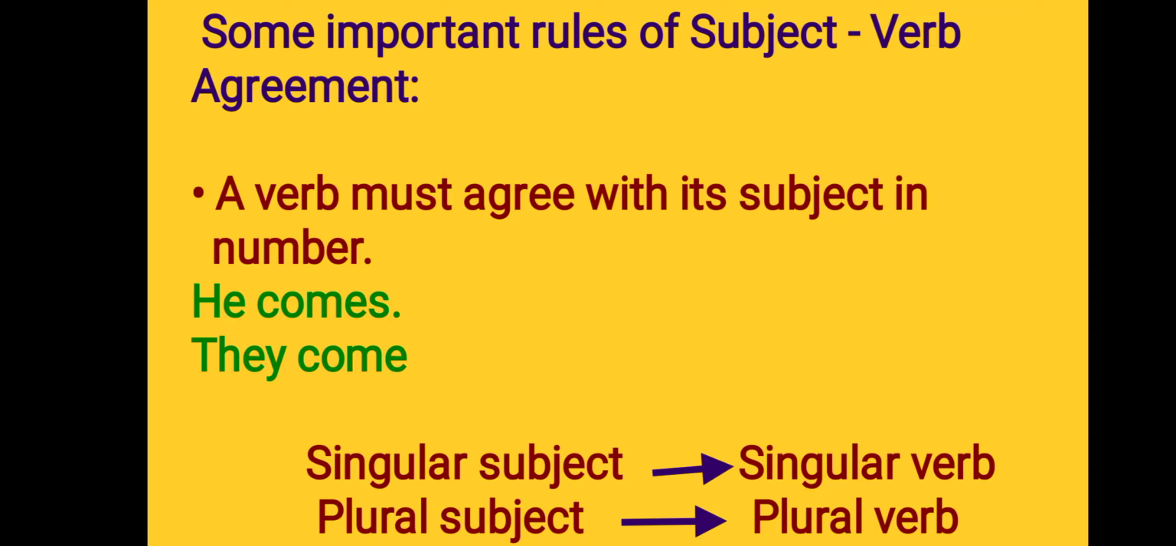First rule, a verb must agree with its subject in number. Like, he comes. Here he is third person singular. That means here the subject is in singular number. And that's why the verb comes is also singular. Next sentence, they come. We all know that they is plural, and this is why we have used the verb come, which is also plural. That means with singular subject we use singular verb, and with plural subject we use plural verb.